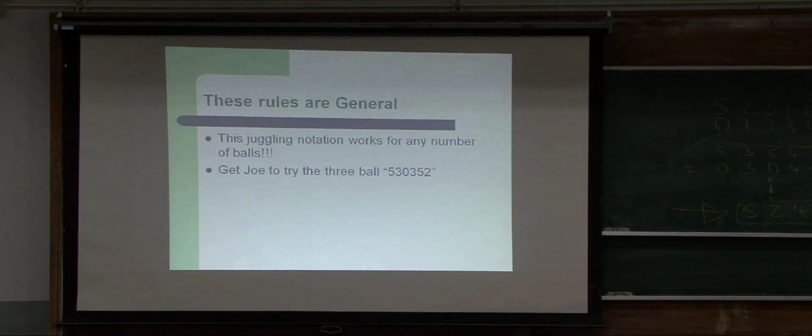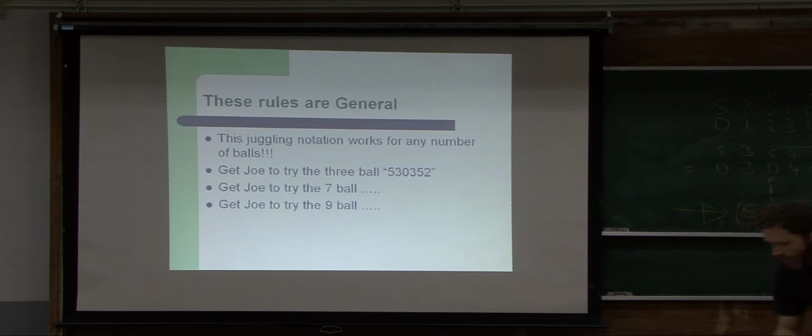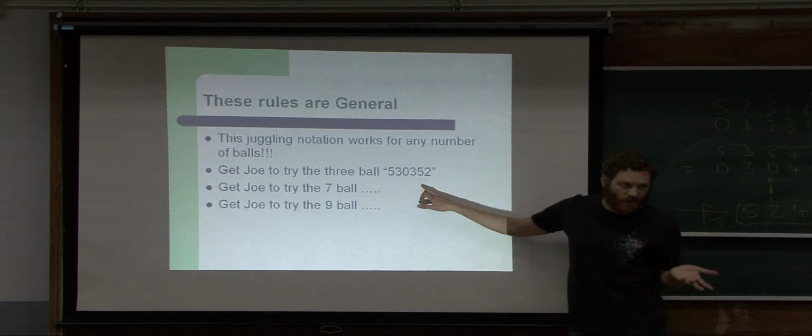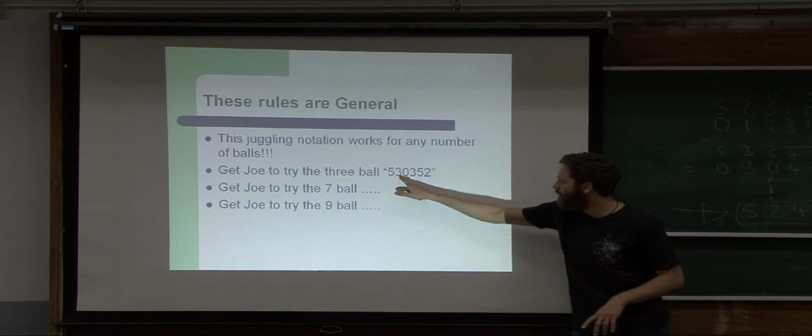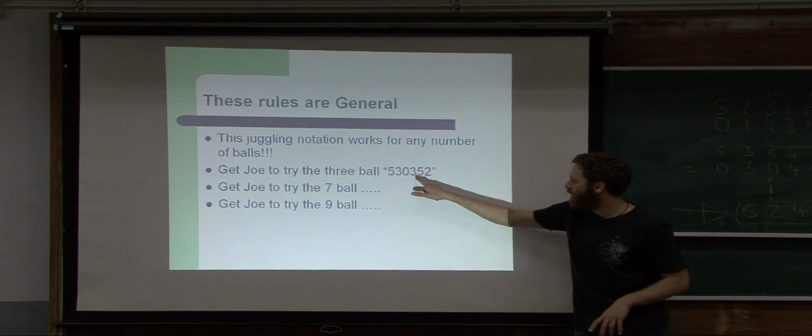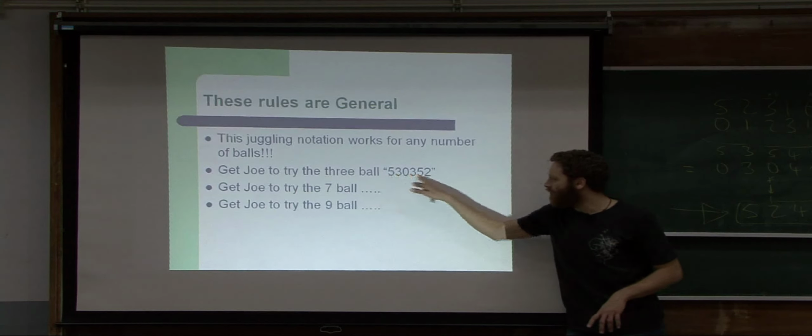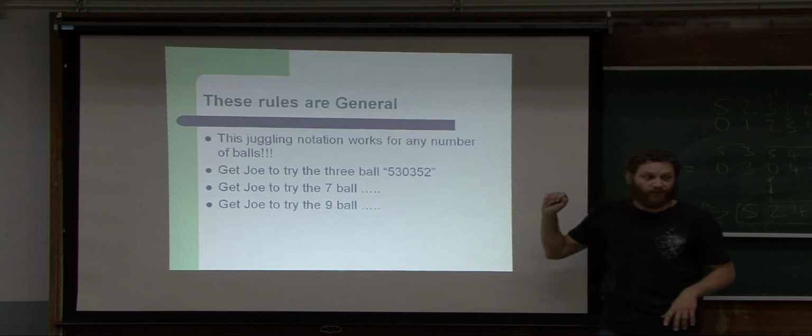Turns out this notation works for any number of balls, right? Because remember, we saw the number of objects that we juggle is just the average of that string. Okay, so I've made a few suggestions here. We could get Joe to try this 3-ball pattern. How do we know it's a 3-ball pattern? 5 and 3 is 8, and 3 is 11, 16, 18. It's of length 6, so 18 divided by 6 is 3.